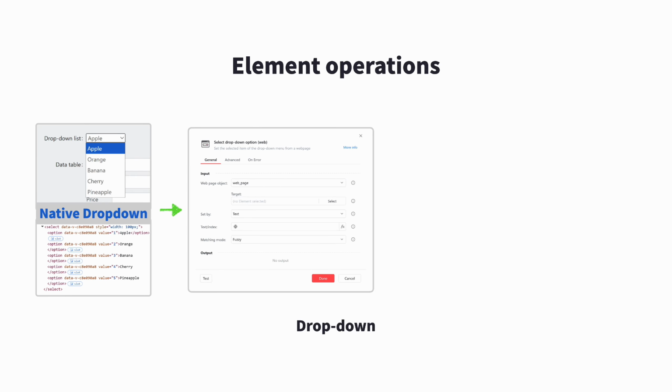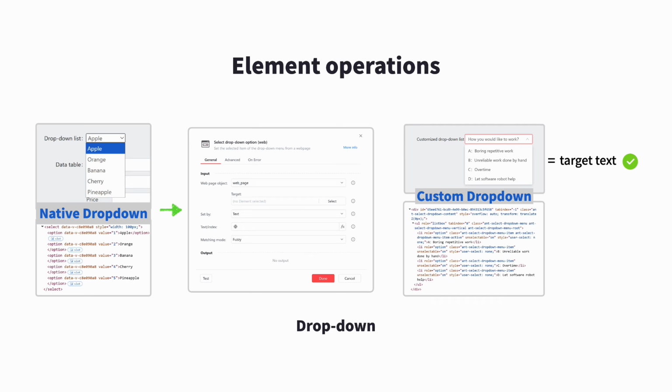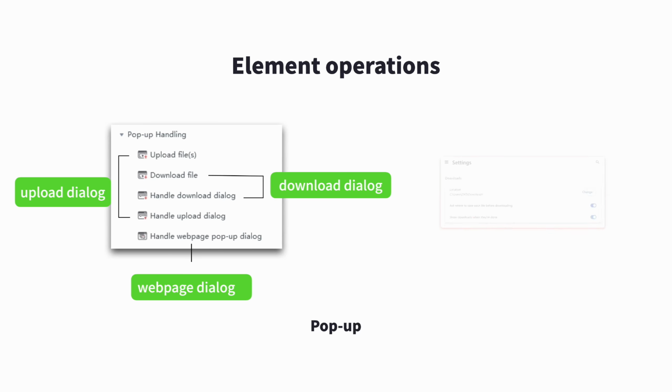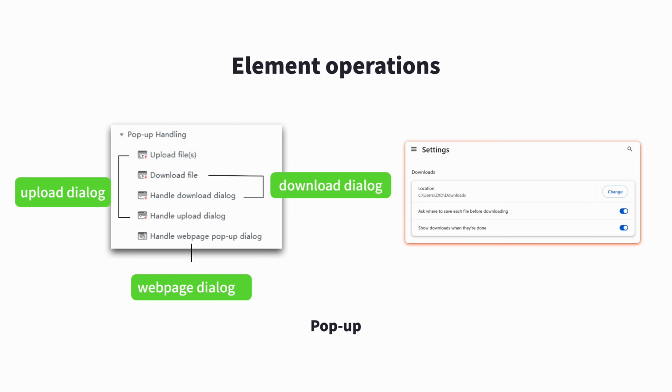For custom dropdowns, you can handle them by looping through and checking options one by one. Dialogues fall into three categories: upload, download, and interactive. When dealing with download dialogue specifically, if clicking the download button doesn't bring up a dialog, you need to check if the browser's download setting asks where to save each file before downloading is turned on.